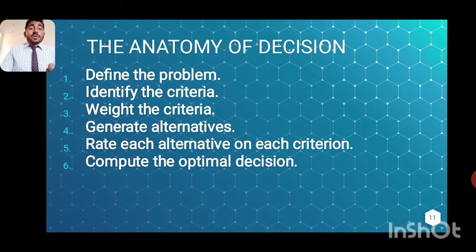Rate each alternative on each criterion. If there is poverty, we should rate it, and we can create alternative employment. We have created other alternatives to reduce the poverty. Compute the optimal decision. We should compute all the decision data, and after that we should take the optimal decision.